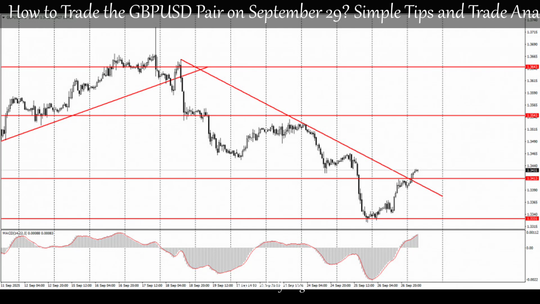How to trade the GBPUSD pair on September 29. Simple tips and trade analysis for beginners. Friday trade review: 1H chart of GBPUSD.